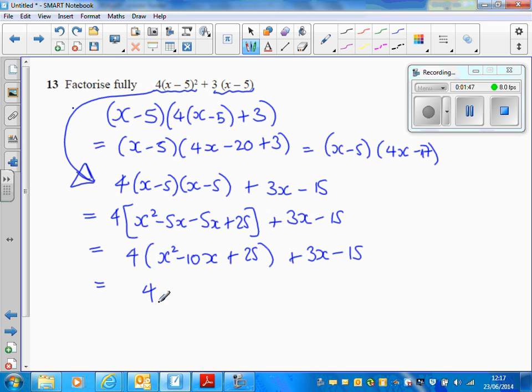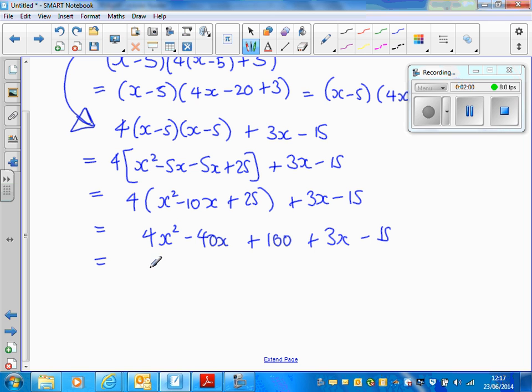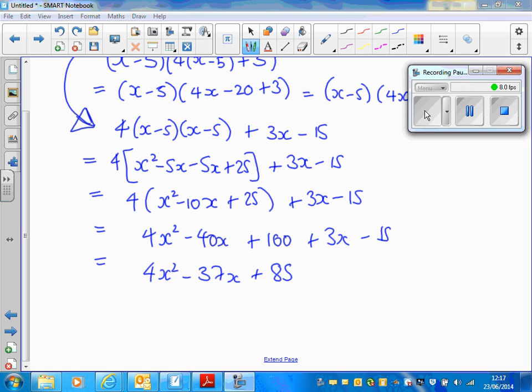And that comes out then, if we remove this bracket, as 4x squared minus 40x plus 100 plus 3x minus 15. And if we simplify that so it looks like a quadratic, which is what it is, we've got 4x squared. We've then got 3x minus 40x, well, that's minus 37x plus 85. Not easy to factorise at all. Now, how you factorise it depends on you, but I'm going to go with just a bit of guesswork, really.